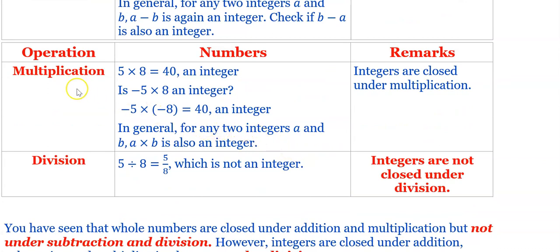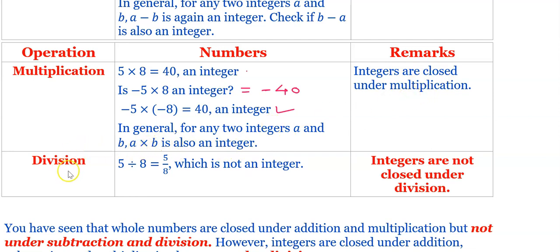Now the next, multiplication. If I take any two elements from the set of integers, if I take 5 and 8, 5 into 8 equals 40. This is an integer. Minus 5 into 8 equals minus 40. This is also an integer. Minus 5 into minus 8, minus minus multiplication is plus, this is also an integer. Therefore, in general, for any two integers a and b, a into b is also an integer. Therefore, integers are closed under multiplication.